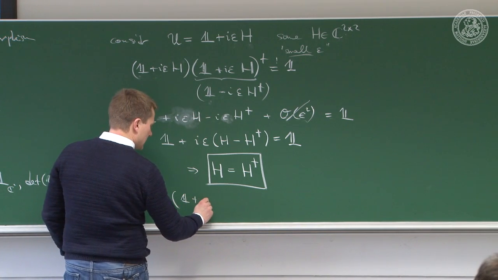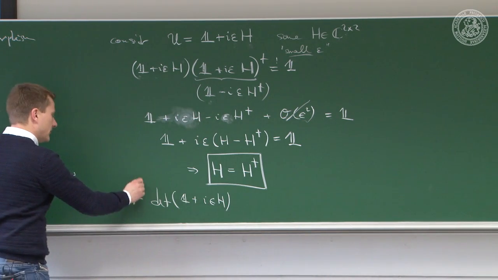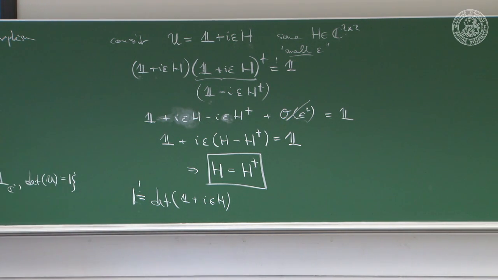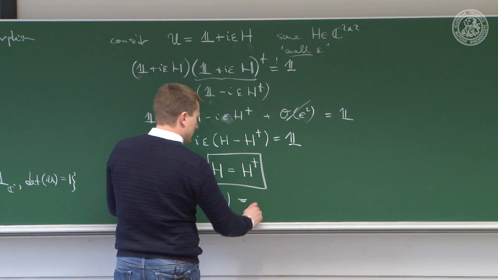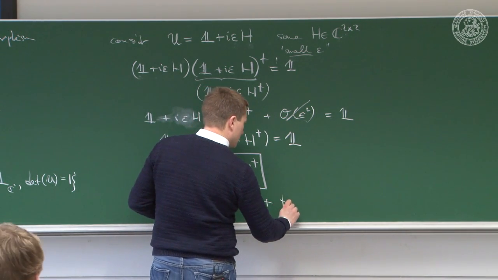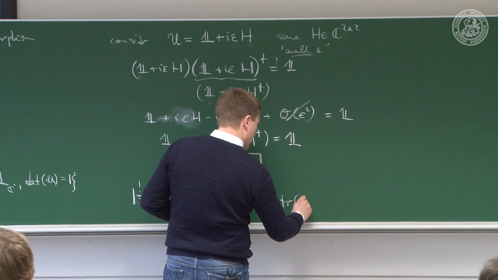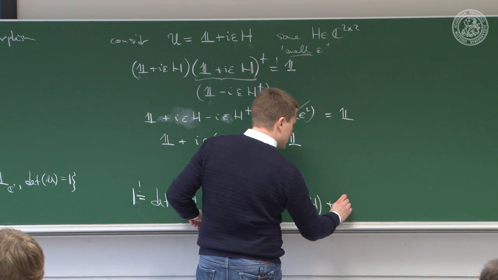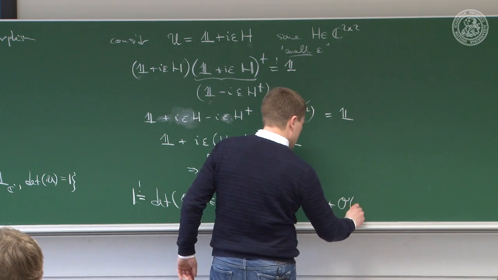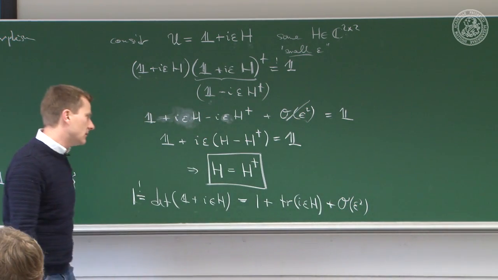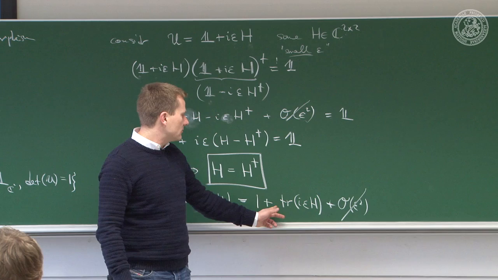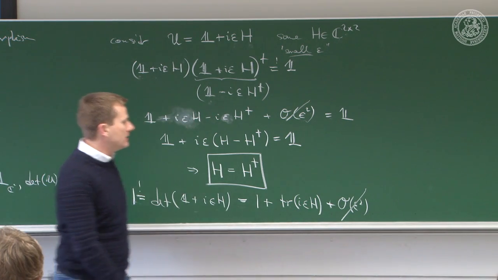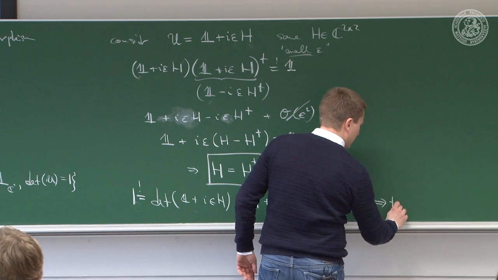Okay, so the second condition is that the determinant of U, which is now 1 plus i epsilon h, be 1, that's the S in SU(2). There's the determinant formula for the expansion of a determinant: the determinant of 1 plus something is 1 plus the trace of this something, i epsilon h, plus higher orders in the something. That would amount to higher orders in epsilon, which we again forget about. The trace is linear, so the i epsilon go out. The only way for this to equal 1 is that the trace of h vanish.